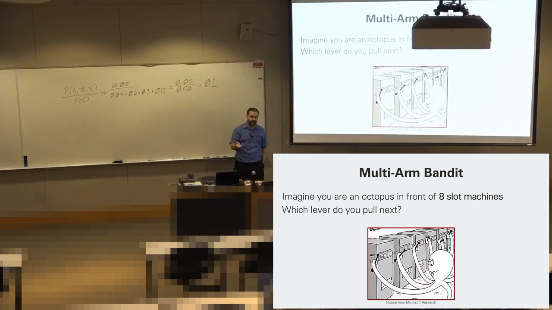This term often does get touted around as A-B testing as well, but I'm seeing where my time is, so I kind of have to do a little bit more rapid firing. The analogy here, again, more gambling, because probability is all about gambling. You're an octopus at a casino. You have 8 slot machines and 8 arms. Which one do you pull next? Because you got to put money in them, right?